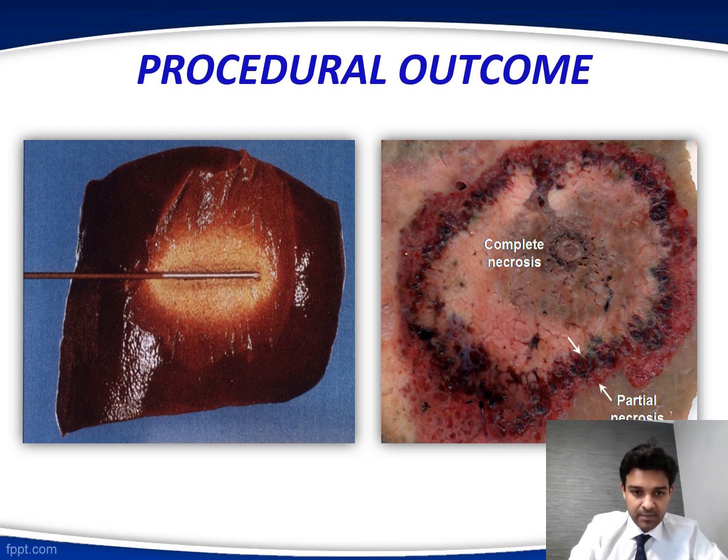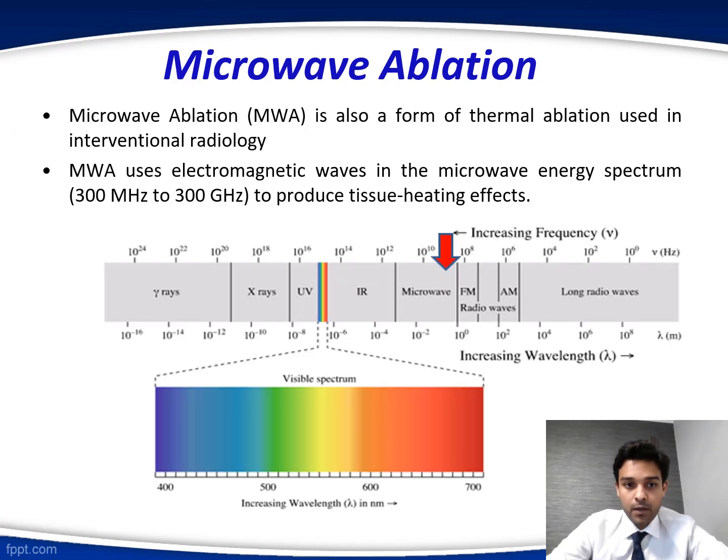As you can see, the center is the necrotic region, and the white region above this is called the coagulation zone, and the red region here is called the congestion zone, where partial necrosis takes place. So complete necrosis in the center and partial necrosis at the sides. Now let us have a look at microwave ablation.